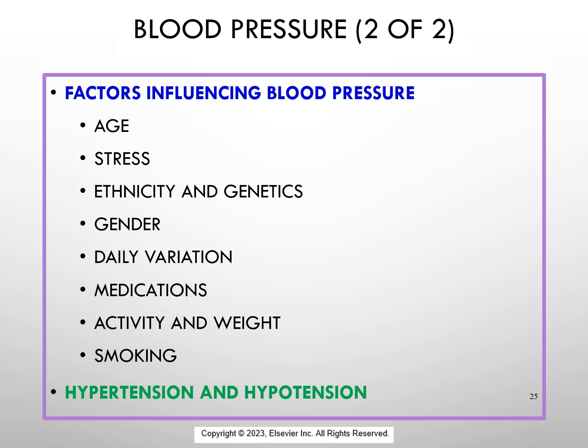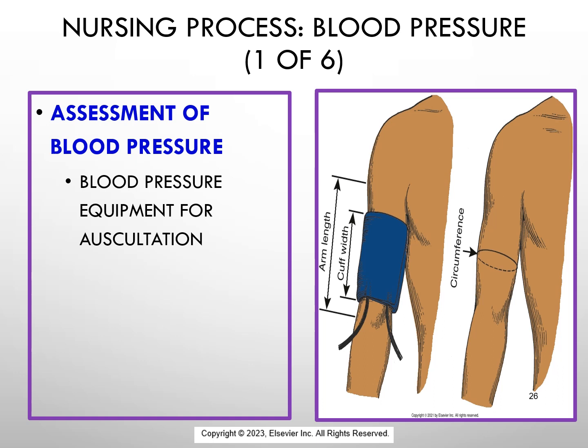Different things: age, stress, ethnicity, genetics, gender, meds. Different meds affect it. Your activity and your weight, smoking, hypertension, and hypotension. There's those words. Hyper is high, hypo is low. Your blood pressure cuff. You need to make sure you have the correct cuff size.